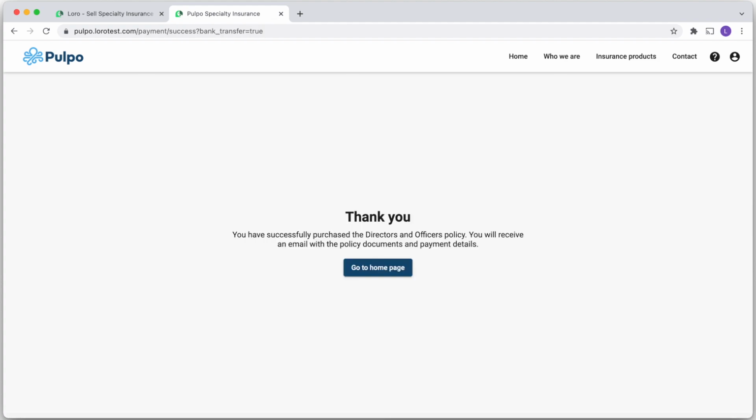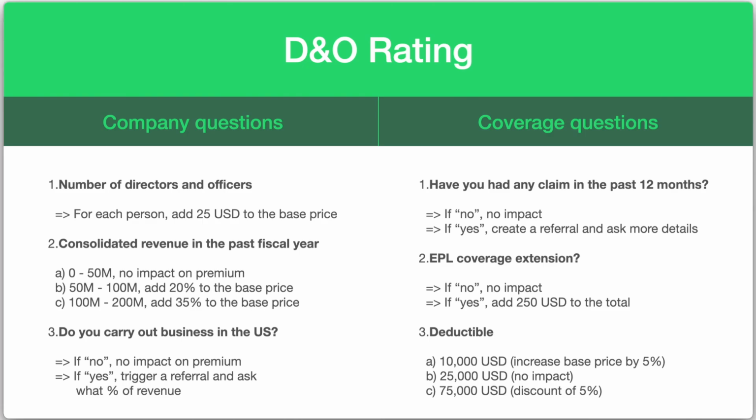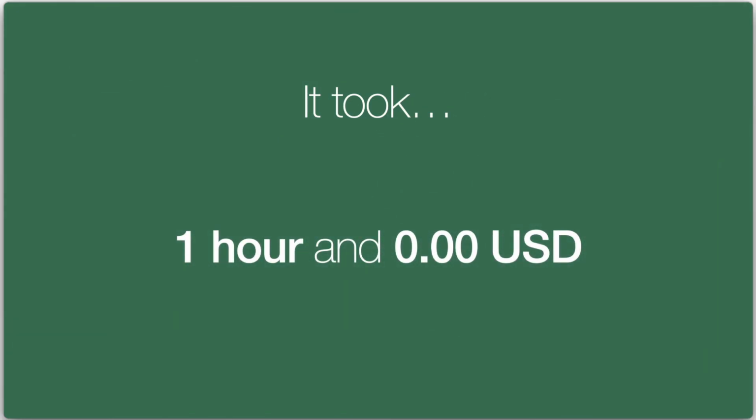We have now purchased the D&O policy. As a policyholder, I will be receiving an email with all the information, the bank transfer details, as well as a login, username and password to connect to the Pulpo portal and see my policy information. To sum up, today we've created a D&O product from scratch with a new rating, the rating questions, and what it took was less than 1 hour and no investment.